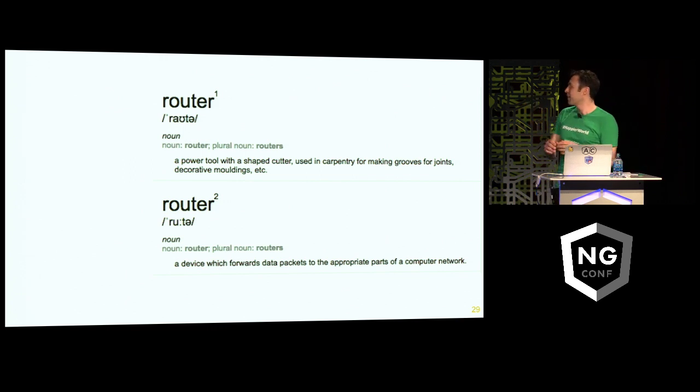now, okay? There are two kinds of router. There's the thing that you use to dig holes in wood, and if you look here, that is pronounced router, okay? But the thing which forwards data packets to appropriate parts of a computer network, or in our case, creates components in the tree based on some URL, is actually pronounced router. So if we go away from this conference with nothing else, I'd like you all to start using the word router.